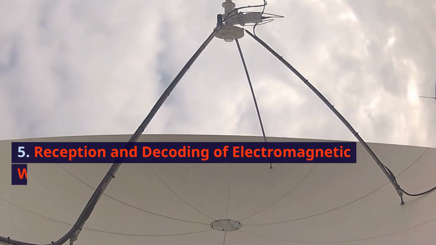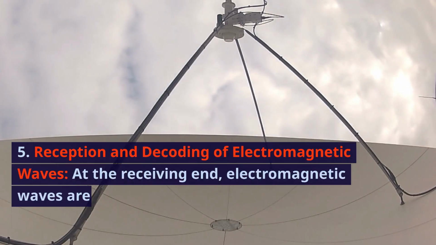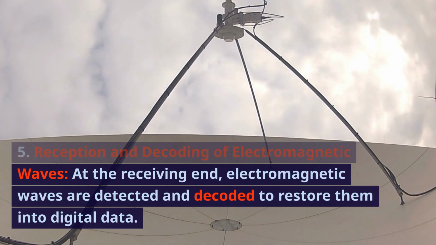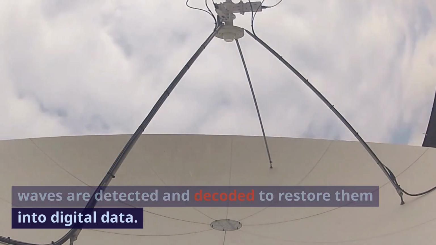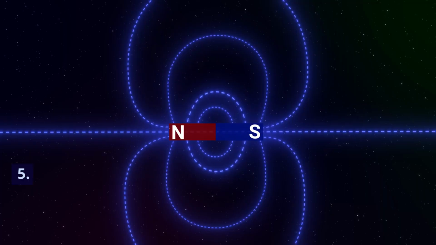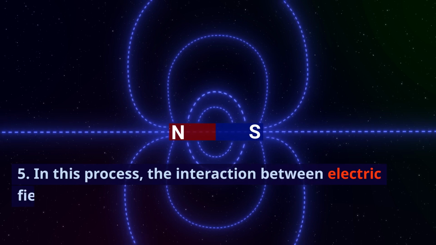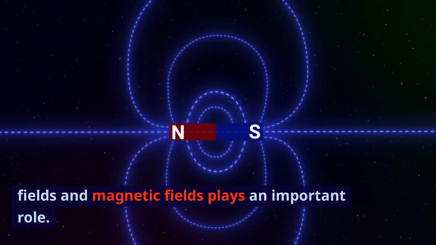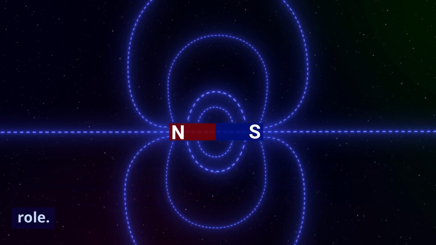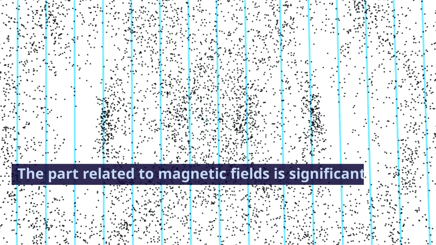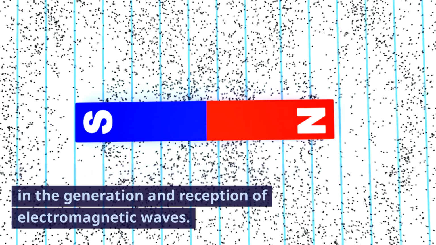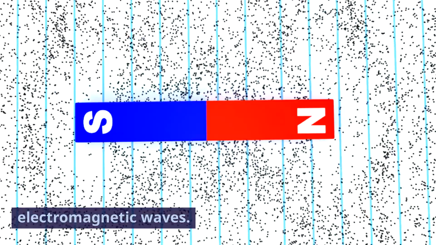5. Reception and decoding of electromagnetic waves. At the receiving end, electromagnetic waves are detected and decoded to restore them into digital data. In this process, the interaction between electric fields and magnetic fields plays an important role. The part related to magnetic fields is significant in the generation and reception of electromagnetic waves.